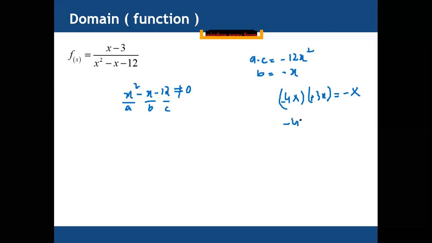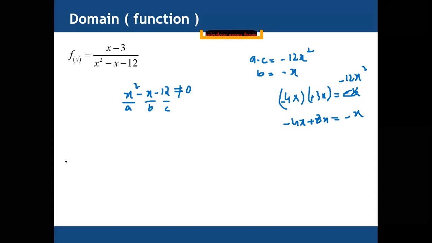If you add minus 4x plus 3x, it equals minus x. First one is actually minus 12x square. Second one is minus x. So both conditions are satisfied: minus 12x square and minus x.